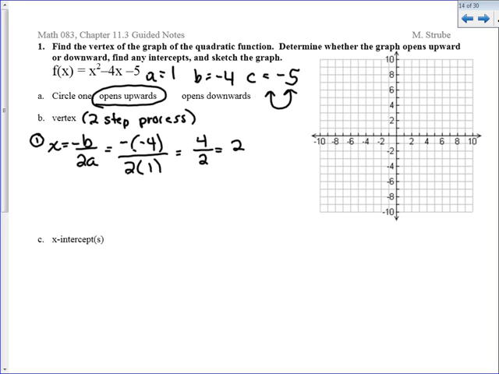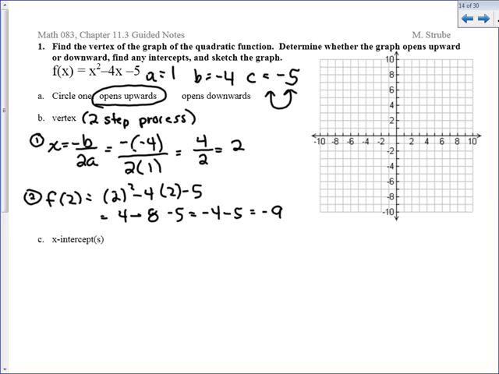So it's a two-step process. That's one of the steps. We're not ready to move on to the next section until we complete the second step. Where do I find the corresponding y value for my x value of 2? Substitute that number back in. Plug that number back into my function. So f of 2 is 2 squared minus 4 times 2 minus 5. 4 minus 8 minus 5. And now that I'm down to addition and subtraction, I'm just going to work left to right. So I have negative 4 minus 5, which gives me negative 9.